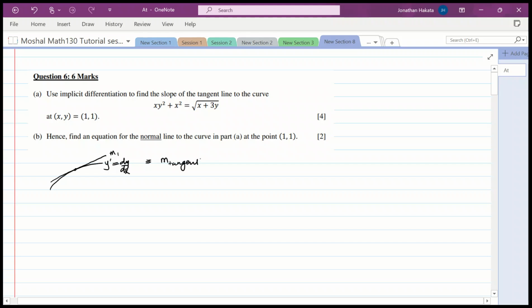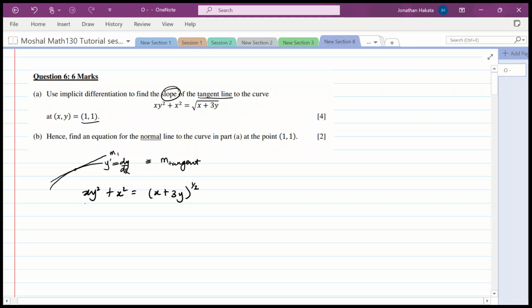Okay, so for us to find the slope of the tangent line, we just have to find y prime evaluated at the point in question, which is (1, 1). So let's do that. To find y prime, we do implicit differentiation. So let me rewrite the problem as it is. It's xy squared plus x squared equal to, let me use brackets, (x plus 3y) to the power of half. Okay, because I want to use the power rule of differentiation, so I want to clearly see what's going on. So that's why I didn't write it in terms of that square root sign.